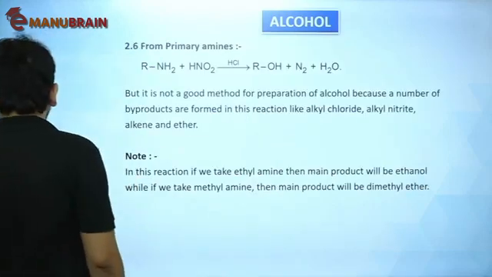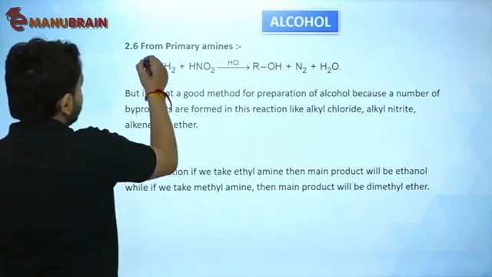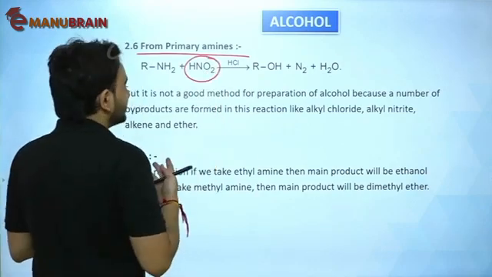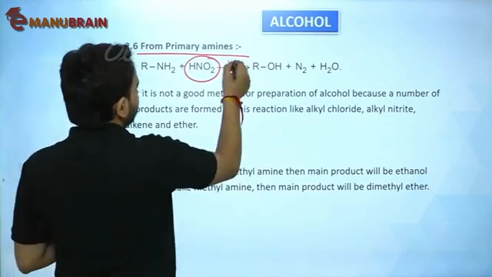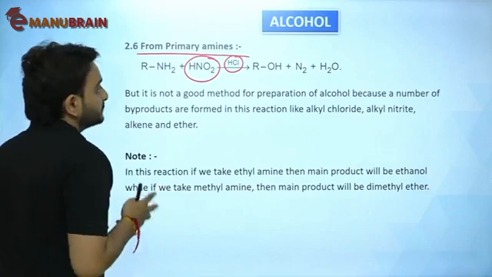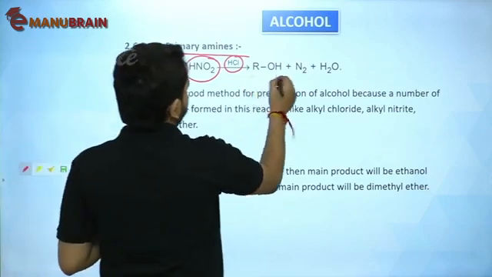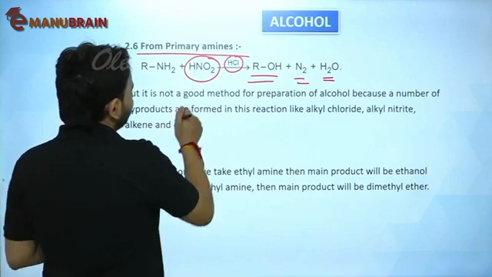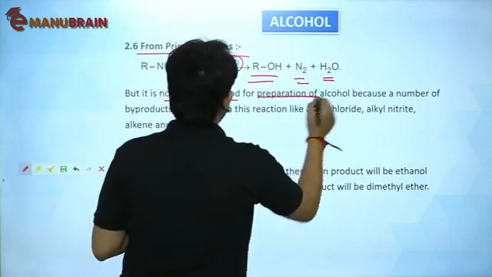Moving on, preparation from primary amines. Primary amines, when treated with the acid HNO2, a strong enough acid, in the presence of HCl, ROH, N2 and H2O will be formed. Now this is not a very good method for preparation of alcohol.